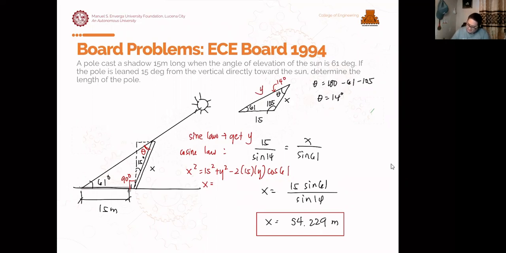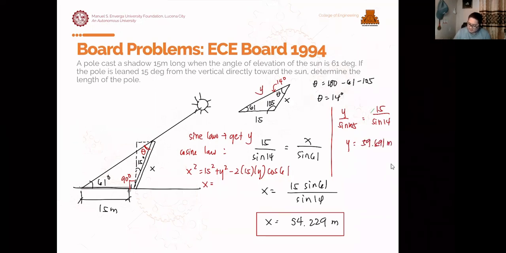practice. So ito, calculate ko muna yung y ha. So y over sine of 105 is equals to 15 over sine 14. So si y, pag kinalculate natin, will be equals to 15 times sine 105 all over sine 14. So it will be 59.891 meters.